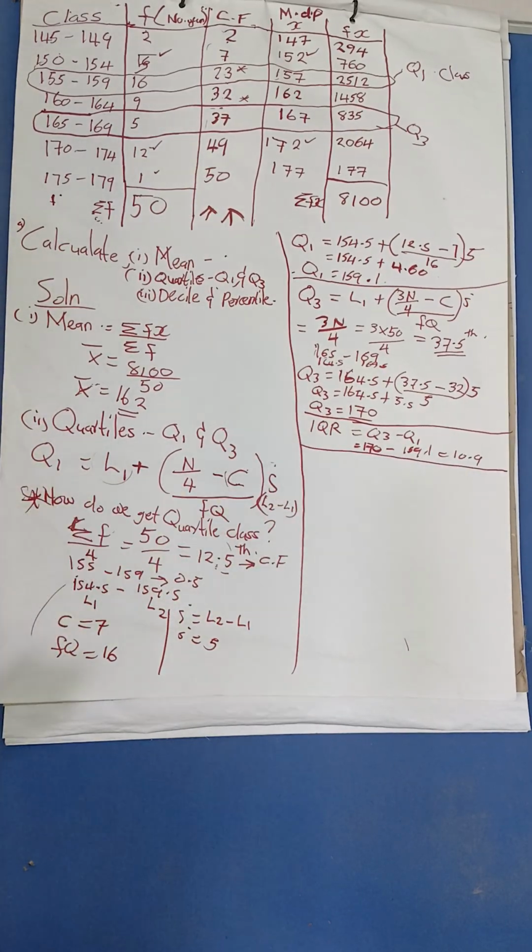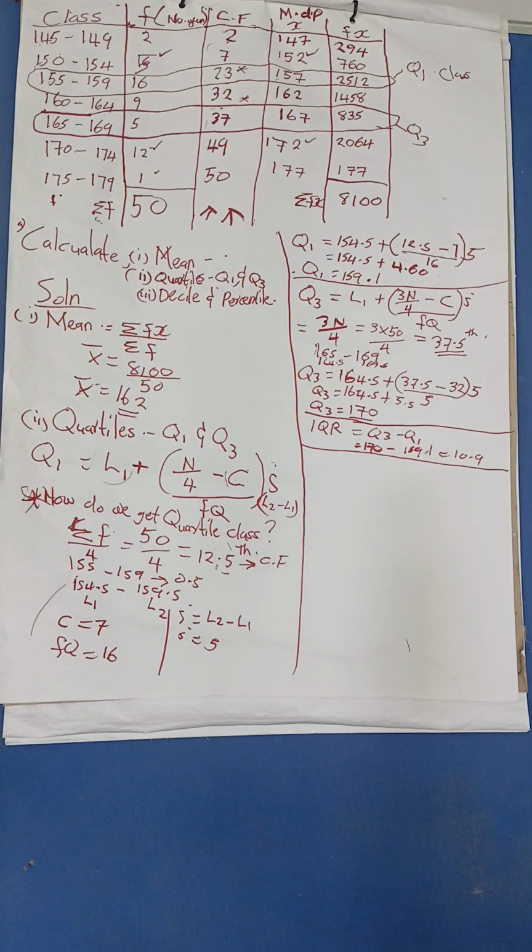Good. So let us now calculate the decile. When you hear the word decile, it's just simple. You are dividing your data into 10 equal parts. Now with quartiles, we were dividing our data into 4 equal parts. So it's just the same. What will change there is 10, nothing else in the formula.